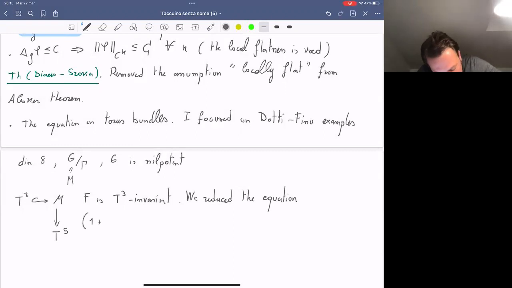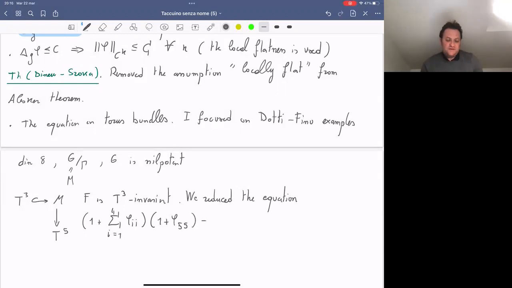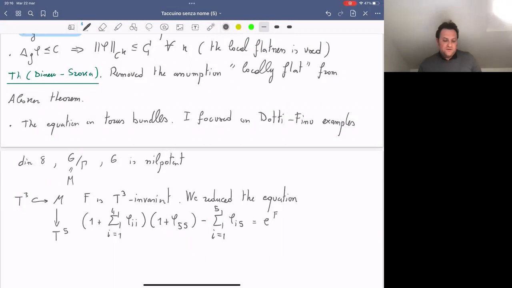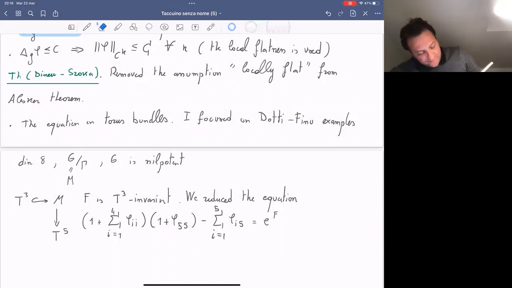We have 1 plus the sum for i from 1 to 4 of phi i, times 1 plus phi 5, minus the sum for i from 1 to 5 of phi 1 5, equal to e to the f. Okay, we got this equation, and this is an equation on the 5-dimensional torus.